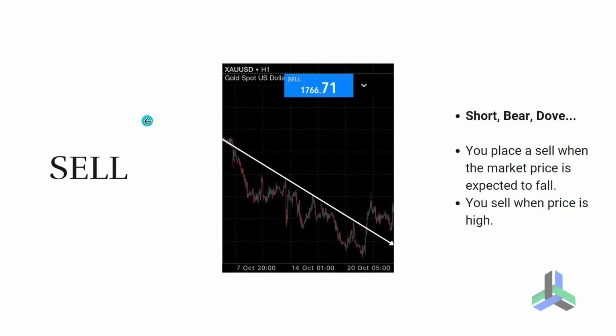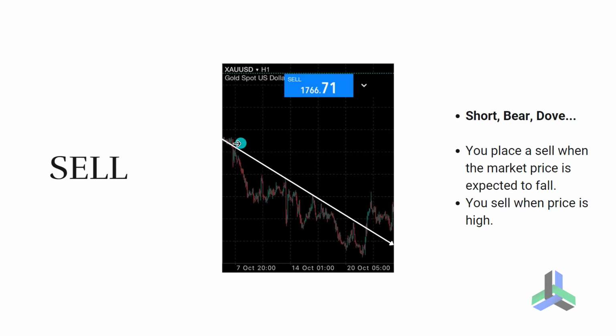The next thing we'll discuss is a sell, the opposite of buy. It has its own synonyms also. You could have short, bear, or dove. Okay, so when we say go short or go bearish or go dovish, it means that we expect you to sell. Now you place a sell when the market price is expected to fall.